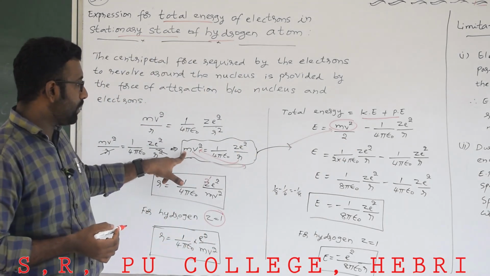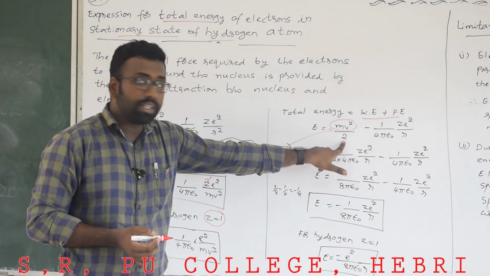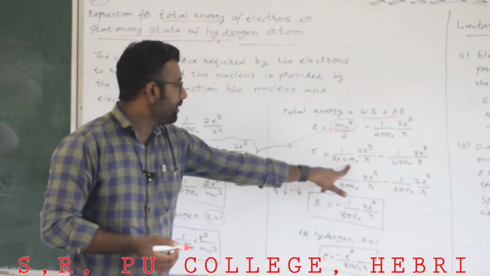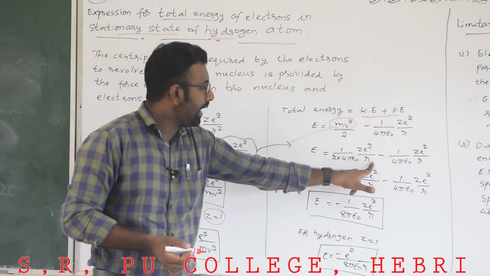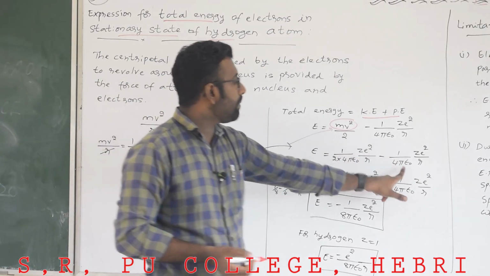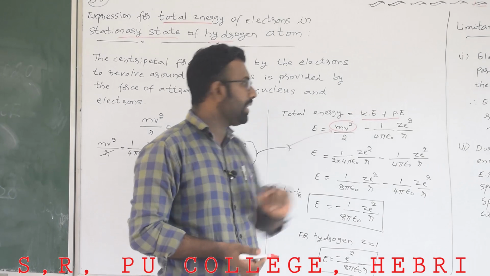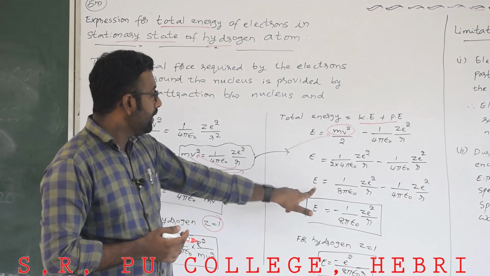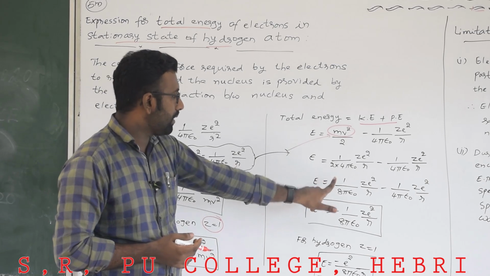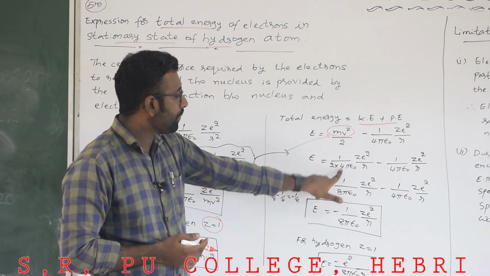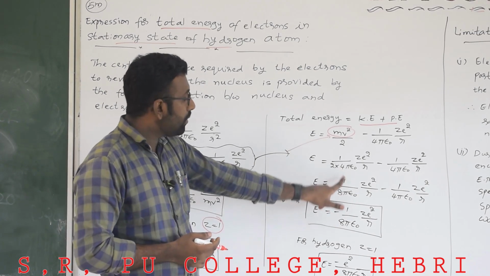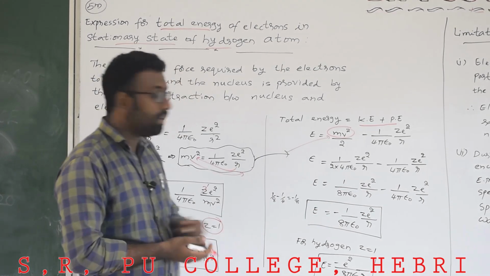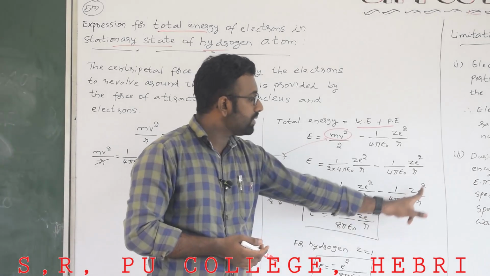So what happens to the equation? In the denominator 2, 1 by 4 pi epsilon naught Ze square by r minus 1 by 4 pi epsilon naught Ze square by r. So you can clearly observe this one. Next what happens here? I'll multiply these two, then I write the denominator: 1 by 8 pi epsilon naught Ze square by r, minus 1 by 4 pi epsilon naught Ze square by r.